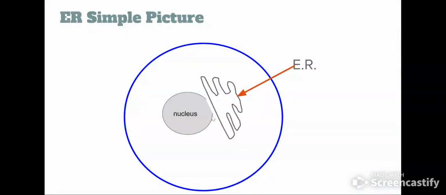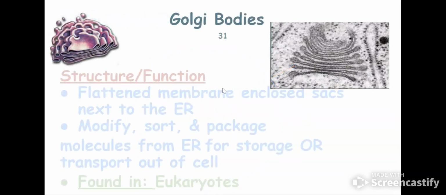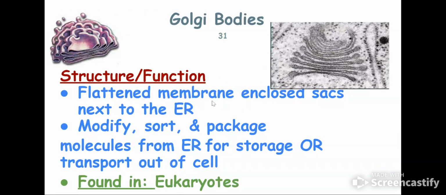Simple picture. You've got your nucleus, then you've got this little folded thing right outside of it. That's the ER. This would be the smooth ER because there's no dots on it. Golgi bodies are flattened membrane-enclosed sacs, and they're right next to the ER. They modify, sort, and package molecules that come from the ER for either storage or transport out of the cell. So think of these kind of like the post office of your cell, and they're found in all eukaryotic cells. So if you have a nucleus, you have a Golgi body.